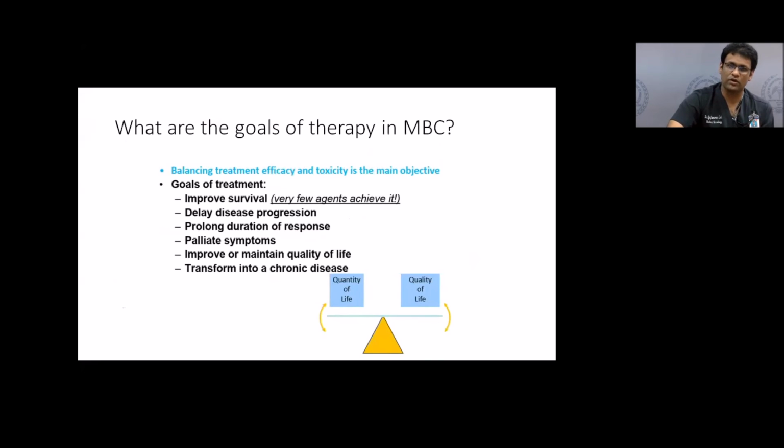Our goal is not cure, but we have to balance the efficacy of treatment versus toxicity. We try to improve survival. We definitely try to delay progression of treatment and prolong the duration of response. By giving chemo, we know that there is a lot of palliation of symptoms and maintenance of quality of life. But we have to choose the patient correctly, and that is where the art of choosing and looking at clinical trials and applying to the patient comes in.